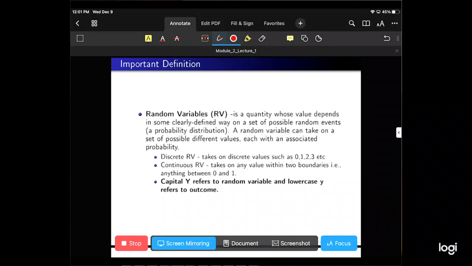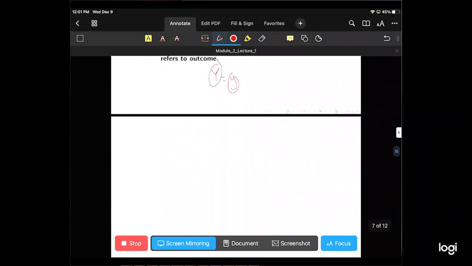Note in this course that a capital letter, like capital Y, refers to the random variable, and lowercase y will refer to the outcome. We'll often write Y equals little y. So that means the outcome of the random variable is denoted little y, and the random variable is denoted with big Y. Okay.